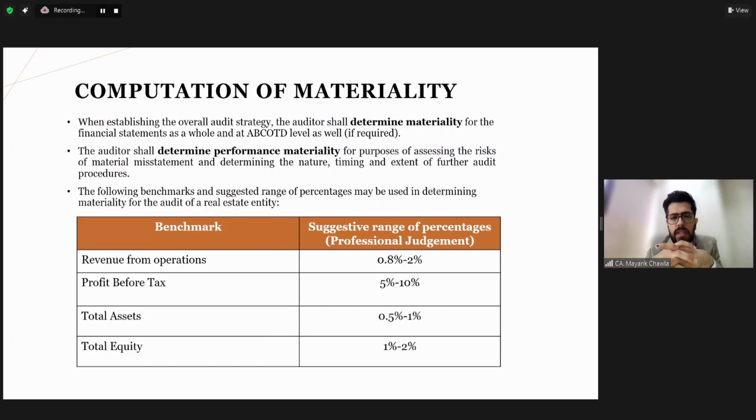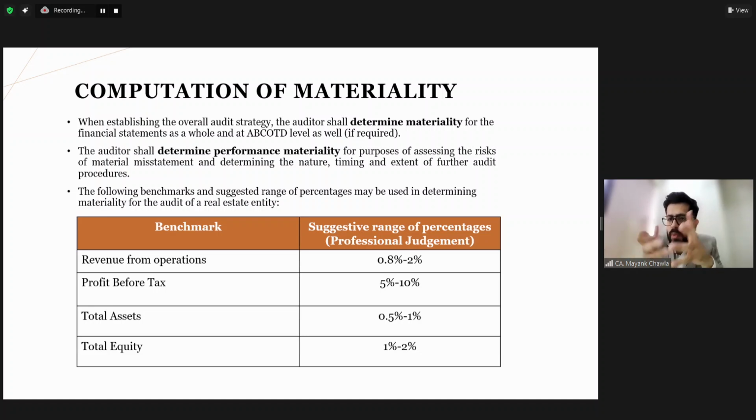So, friends, let us now delve into the audit procedures, or you could say how we should proceed with our audit when it comes to the audit of a real estate entity. Right now, my screen shows a slide for the purpose of computation of materiality. We all are aware that SA 320 covers the calculation of materiality. Materiality is generally calculated at a financial statement level. It may be calculated at an account balance, class of transaction, or disclosure level as well.